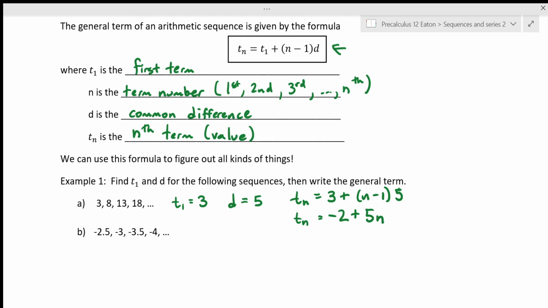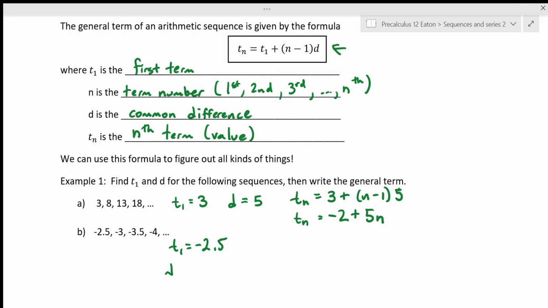One of the things you might find interesting is this looks quite a lot like a linear equation. And in fact, if you're doing arithmetic sequences, your general term should always come out looking something like a linear equation, like the kind you would use to graph a line. Okay, so next one, T sub 1, again, pretty easy. We just look at the first term. It's negative 2.5.